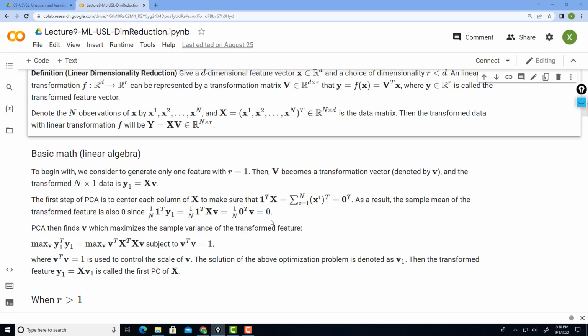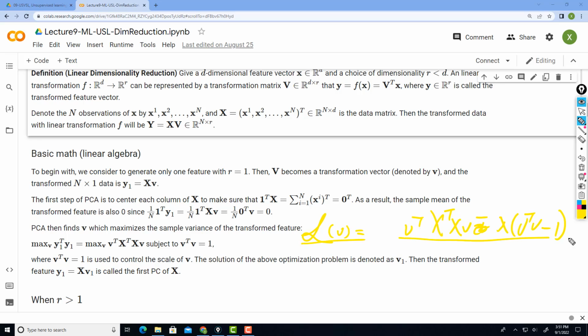So how do we solve this? You need to use the Lagrangian formulation again, as we introduced in support vector machines. We look at the Lagrangian with respect to V, which is equal to V transpose X V plus lambda times V transpose V minus 1. We want to maximize this, so you need to change the sign to negative. This is the objective function you are trying to optimize, and then you apply the KKT conditions.